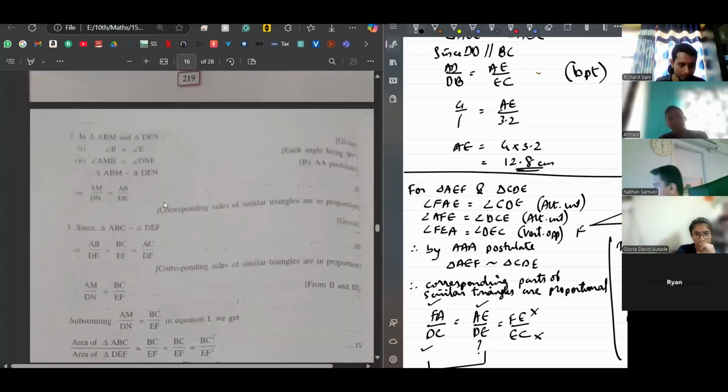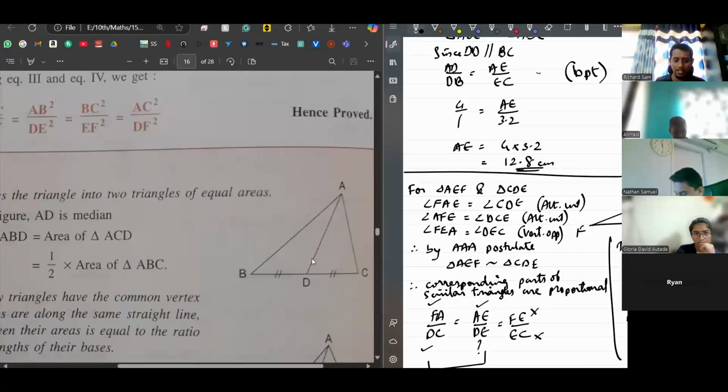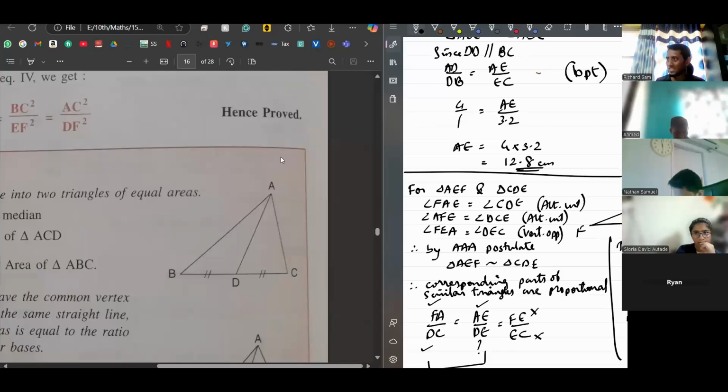Now there are also some extra theorems over here. Look at this. See here, there are two triangles. There's a big triangle and there are two smaller triangles. The big triangle is ABC and the two smaller triangles are ABD and DEC. Now D is cutting right in the midpoint of BC. So what do we call this line AD? There's a word for this AD. What do we call it? Median. Median is a line that cuts the midpoint of the opposite side.